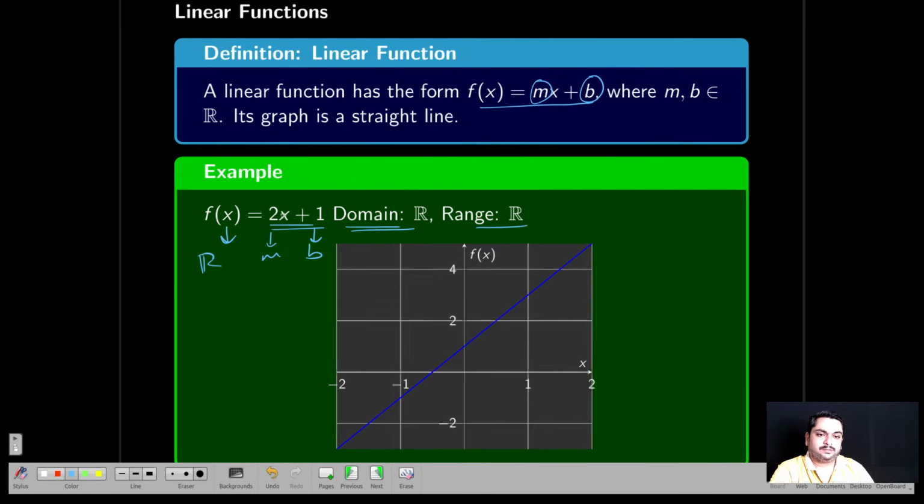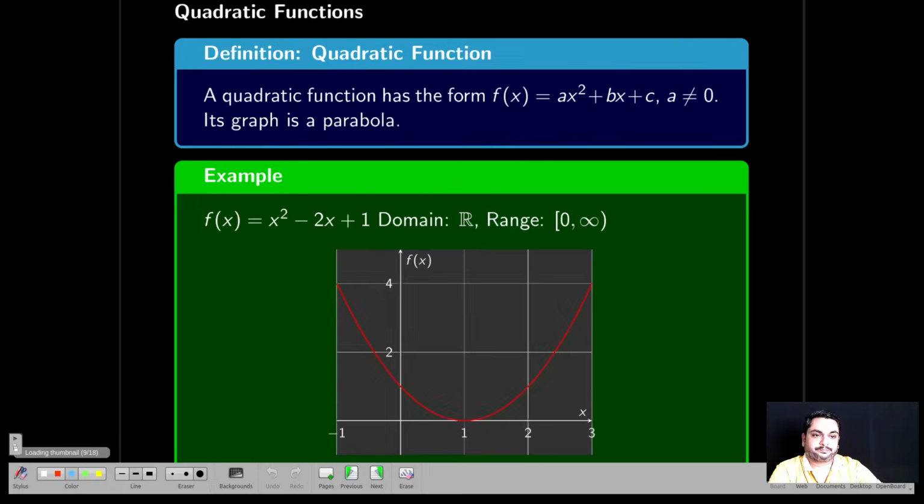So range means the output I get. If I put any value here, I can get minus infinity to infinity for this line. So the range is also R for this. It doesn't mean that all linear functions will have the same. For this example, I'm saying this is how I have to identify for each given function.